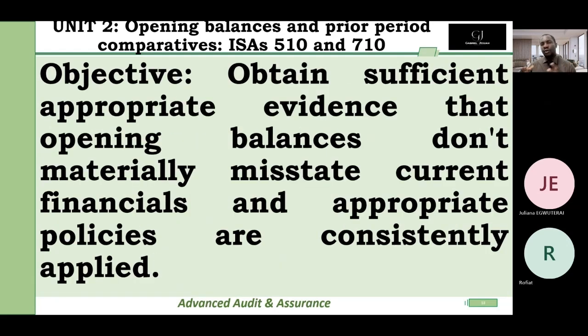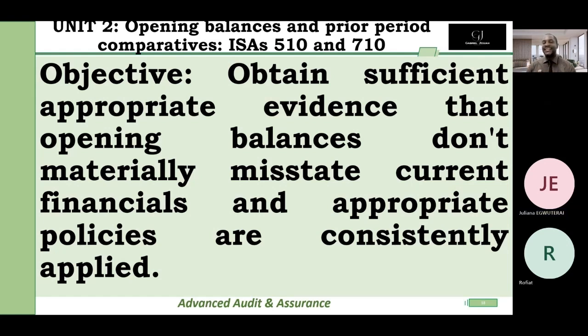And the objective is to obtain sufficient appropriate evidence. I'm sure you're already used to these terms, this very important phrase in audit by now. This phrase of obtain sufficient and appropriate evidence. That phrase is very important. That's why I say 500 now.